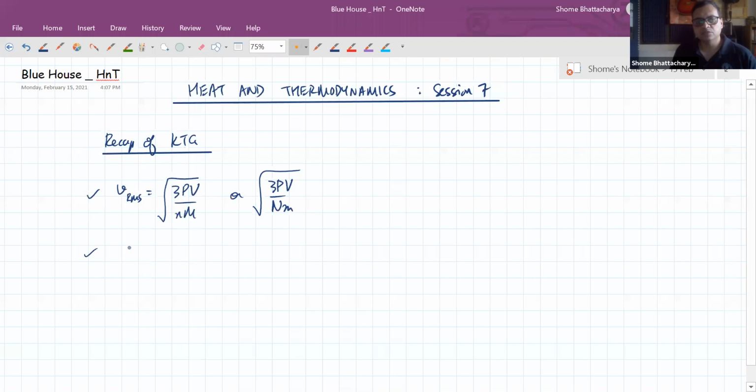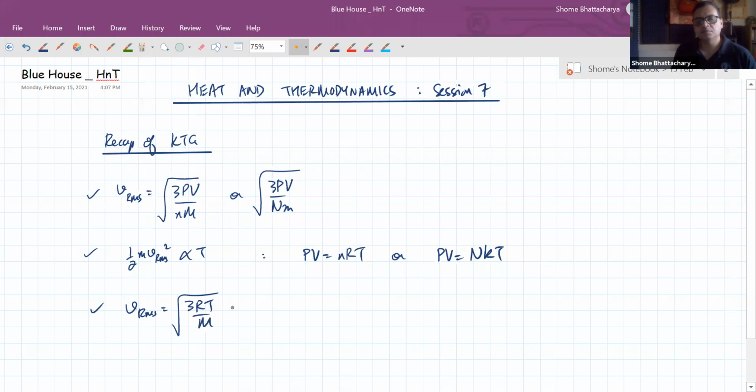Then we saw that by applying the kinetic interpretation of temperature, that is, average kinetic energy is proportional to temperature, we got the relation PV is equal to nRT, or what we can express as NkT, where k is the Boltzmann constant, R is the universal gas constant. And then resubstituting that back here, we got RMS speed also as square root of 3RT by M, molar mass, or 3kT by m, molecular mass.